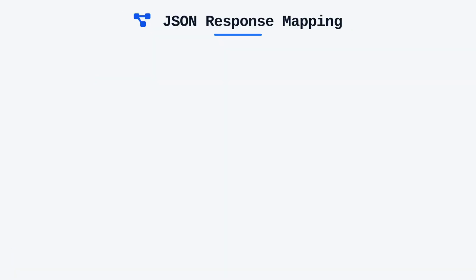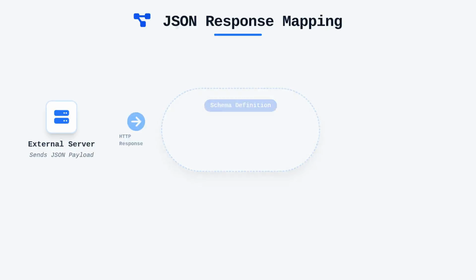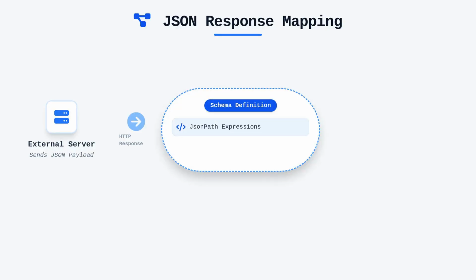Constructing the request structure is only the beginning, as you must also define the translation of the JSON response coming back from the external server into architect variables. When an external service returns a JSON payload, Genesys Cloud expects a schema definition that maps specific JSON properties to variables that architect can understand and consume.